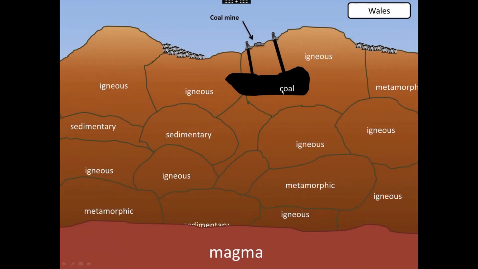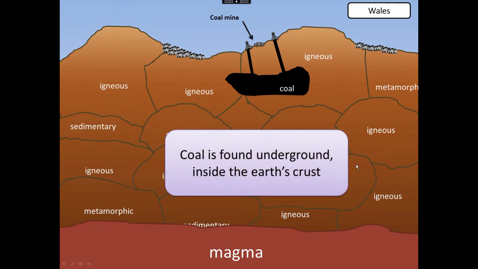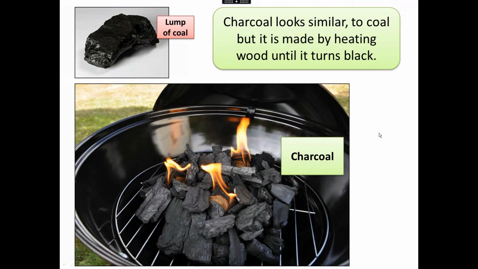Coal is found in the ground. We dig down to it and it is made of carbon. So it's found in the Earth's crust alongside igneous, sedimentary and metamorphic rocks. And we can dig it out, we mine it and then use it in power stations.